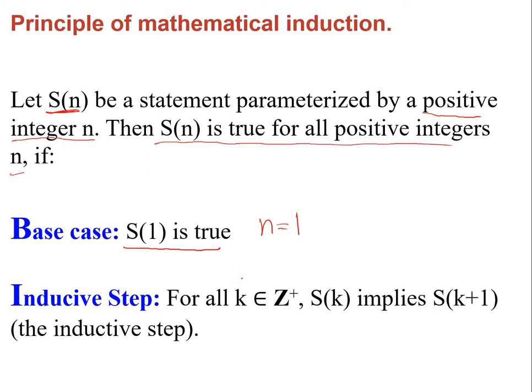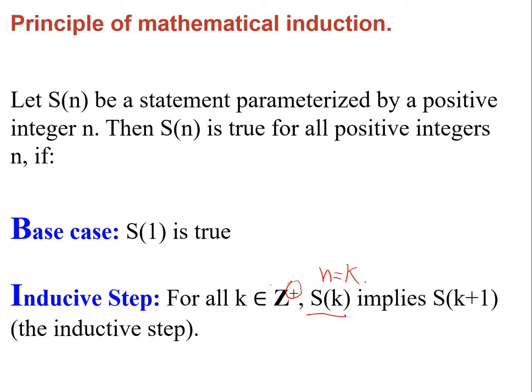Now the inductive step is going to correspond to all positive integers. And this plus sign means that you're dealing with positive integers. And then you start with S of k, you replace n by k, n equals k. And then you show that your statement, your theorem, is true for k plus 1, when you replace n by k plus 1. And we'll see how this is done. So this is called the inductive step.